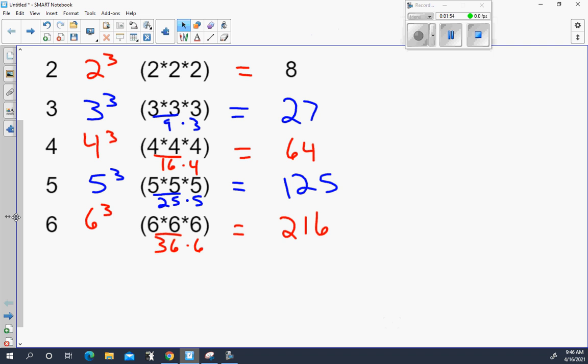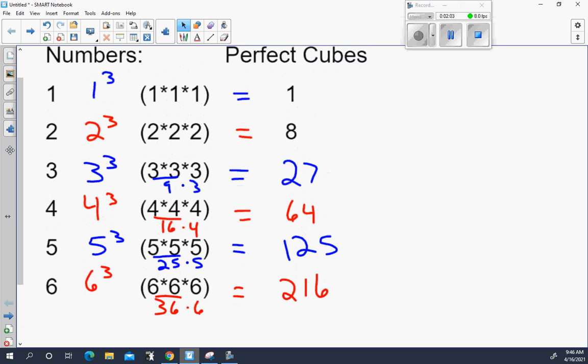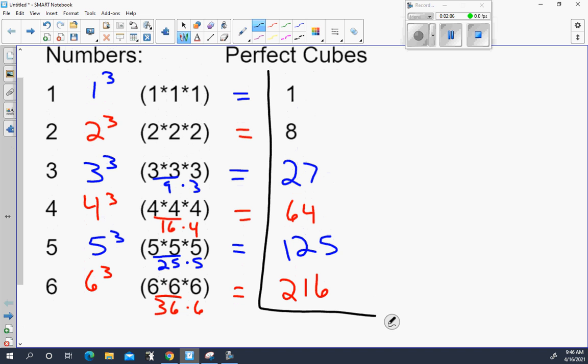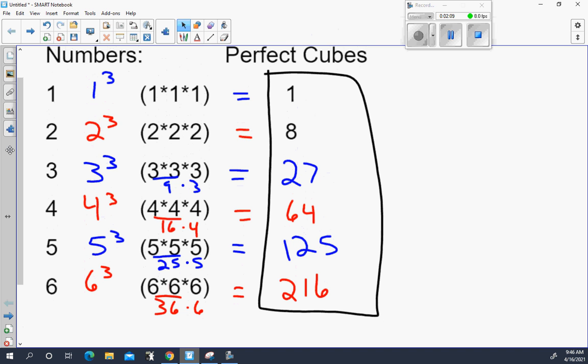Okay, and the list of perfect cubes goes on forever and ever, right? Because any number can be cubed. But right now, this is what I have listed. These are perfect cubes: 1, 8, 27, 64, 125, and 216. Perfect cubes means we can take the cubed root of those numbers and we get a whole number, right? The cubed root of, let's say, 27 is equal to 3. Okay, moving on.